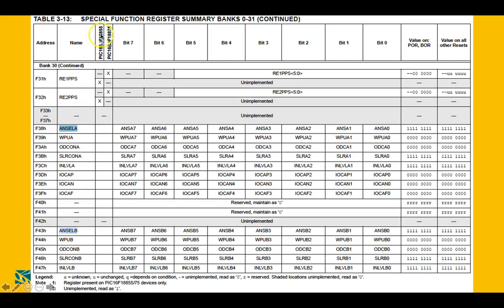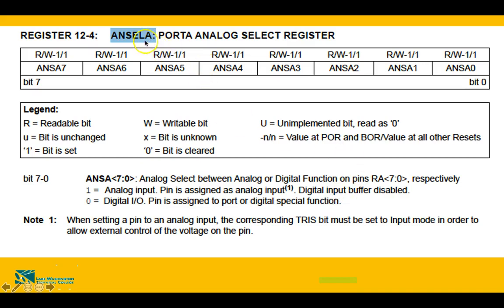Now if you see on the top, this table says Special Function Register Summary, bank 0 to 31. Particularly if you notice bank 30, you will get to know that these registers lie in bank 30. So ANSELA, B, and then so on, ANSELC, D, and E, they all lie in bank 30. In total we have banks starting from 0 to 31. Now next we have ANSELA.